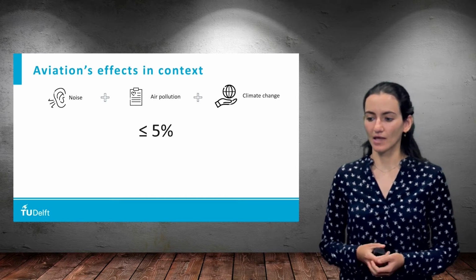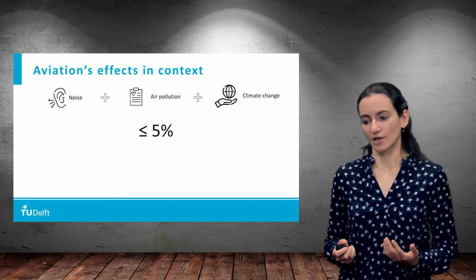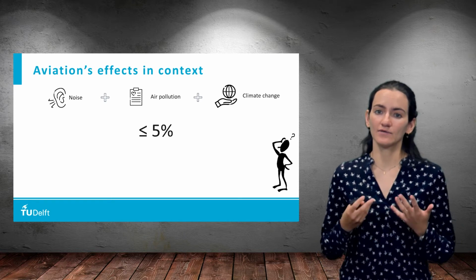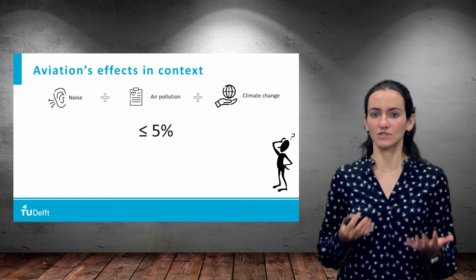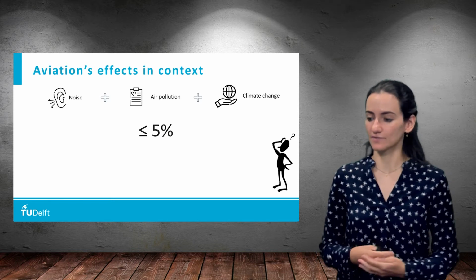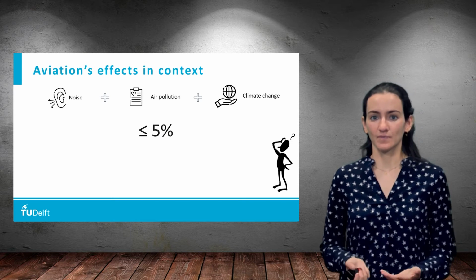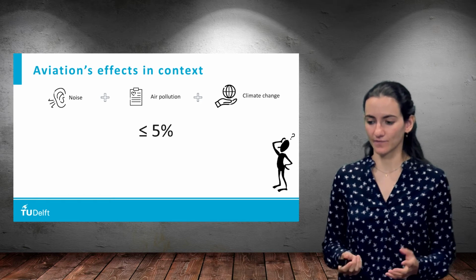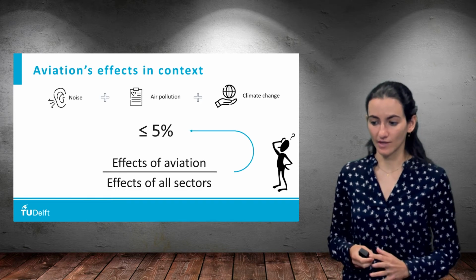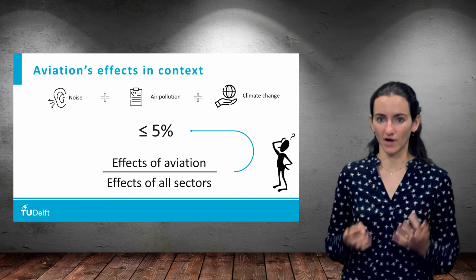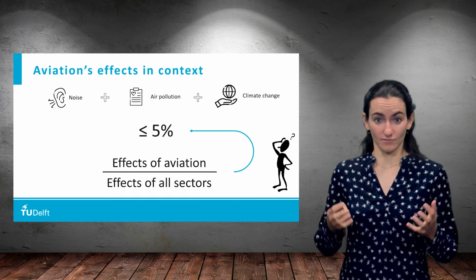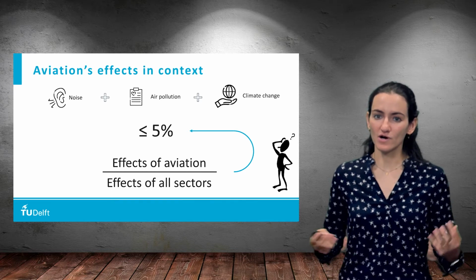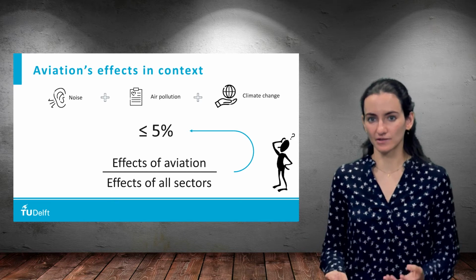And a very good question at this point is, if it's 5% or less, why are we investing effort and resources to study this and do something about this? That's a very good question. To answer it, let's look into exactly what this 5% represents. We can do this by looking at this fraction. This 5% is effectively the fraction of aviation's environmental effects over the effects of all other sectors.